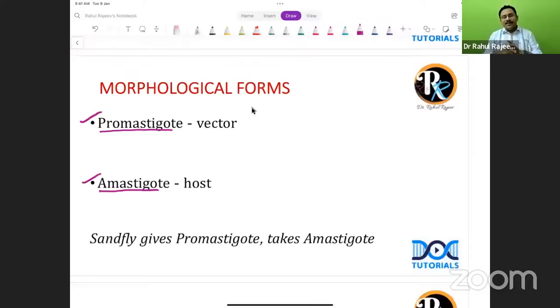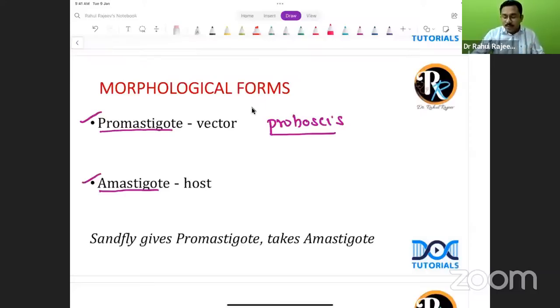So basically what happens is the promastigotes, which are located in the proboscis of the female sand fly, when they bite a human, this promastigote goes to the human. So first it is taken up by the neutrophil. And subsequently, from the neutrophil, which undergoes apoptosis, these organisms are again released, which is taken up by the macrophages.